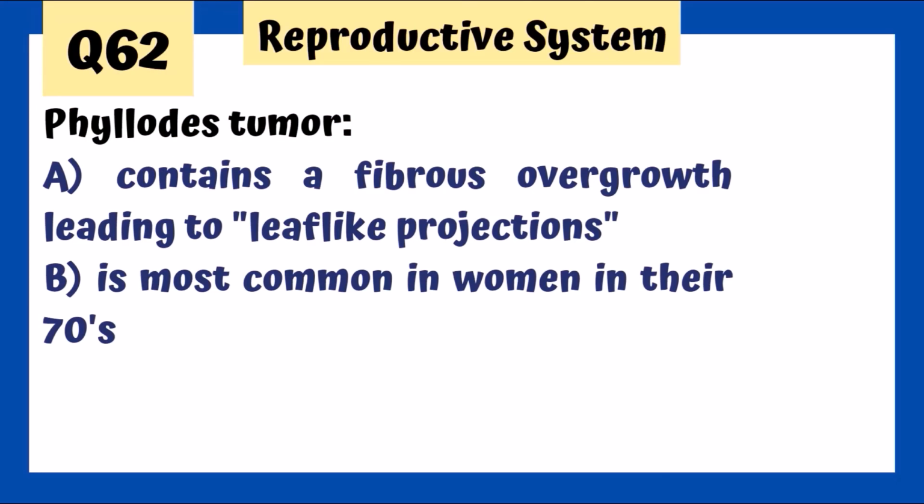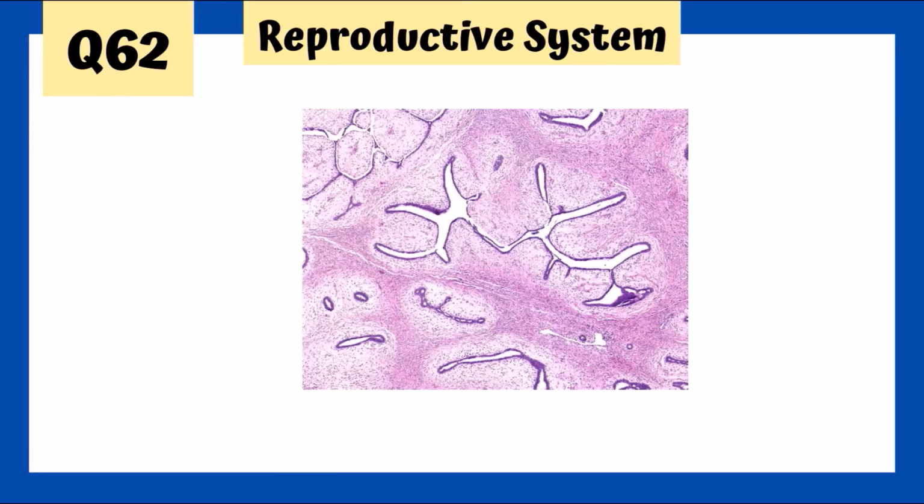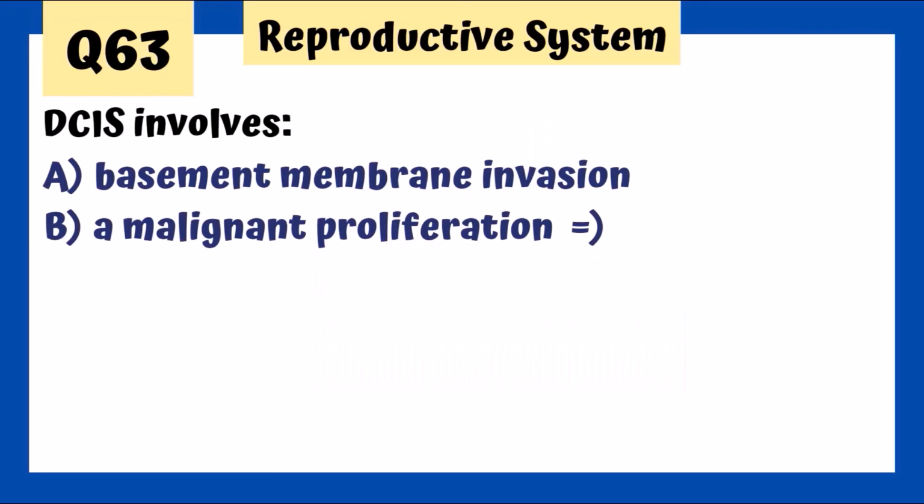Question 62, phyllodes tumor contains a fibrous overgrowth leading to leaf-like projections? Absolutely, that's what phyllodes means. It means a leaf. We see these leaf-like projections. So again, this is the fibrous overgrowth, and it's most common in women in their 40s.